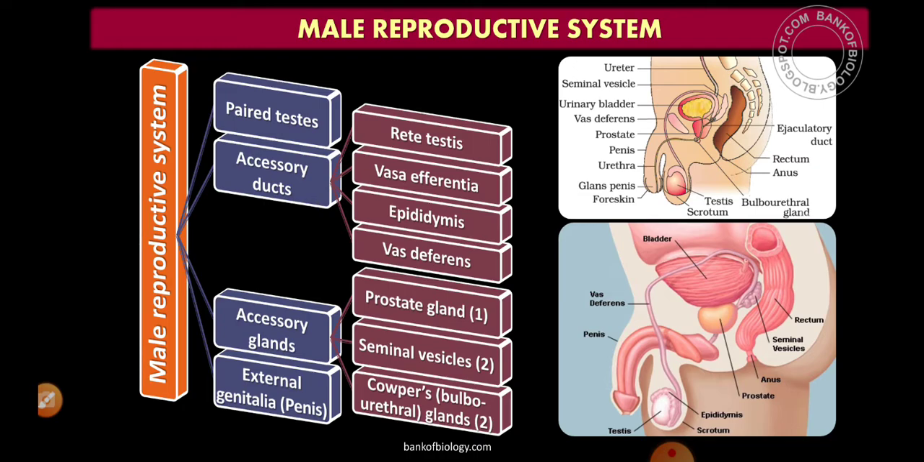So one pair of testes is the main part of the male reproductive system. Among the accessory ducts, the main ones are rete testis, vasa efferentia, epididymis, and vasa deferens. Then the accessory glands: prostate gland, seminal vesicle, and Cowper's gland, also called the bulbourethral gland. And the external genitalia, which is the penis. One by one, we will discuss them in detail.